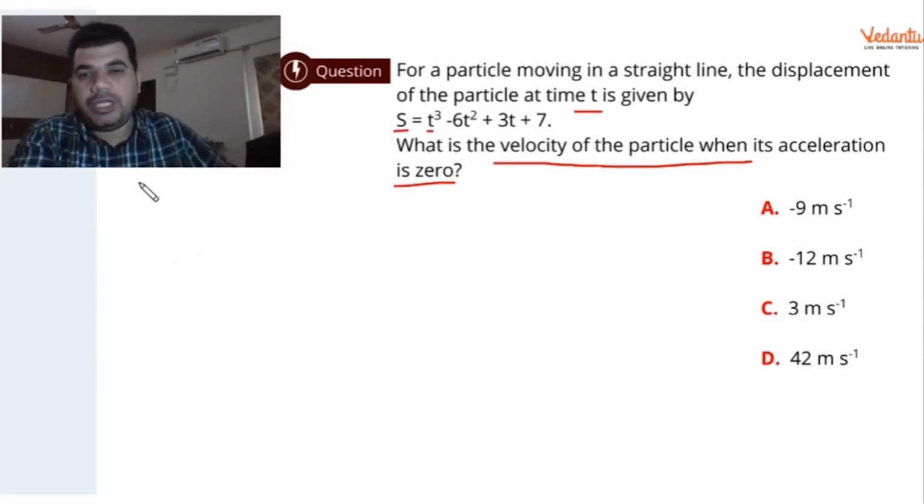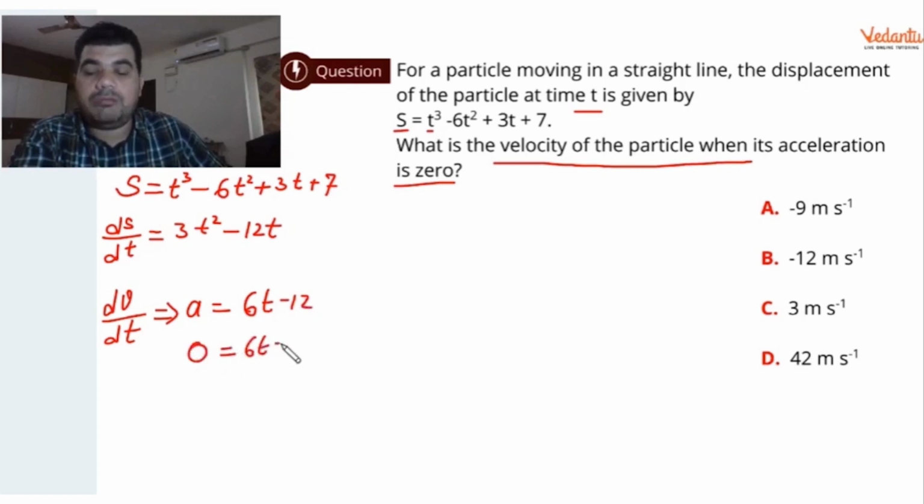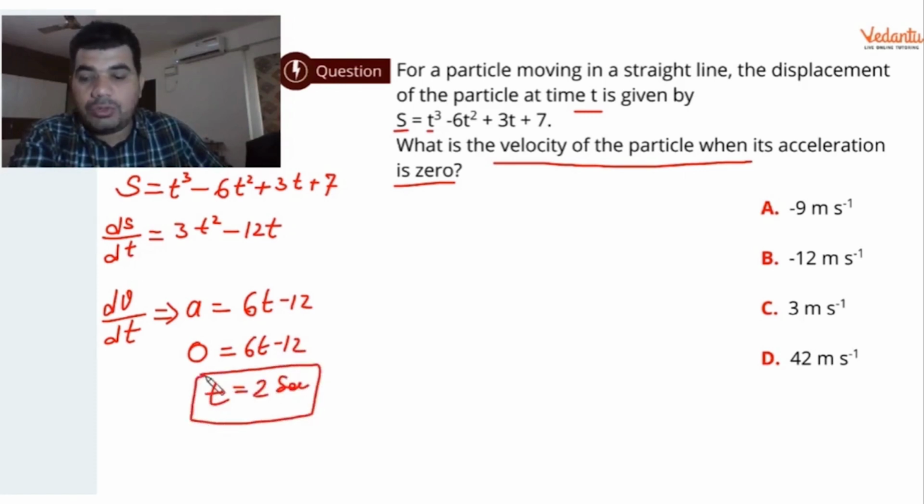For that you have to take the displacement S equal to t cube minus 6t square plus 3t plus 7. So ds by dt, which is obviously the velocity, is 3t square minus 12t plus 3. Then dv by dt, differentiating again, is the acceleration, which is 6t minus 12. It would be 0, so 6t minus 12 is equal to 0, so t is equal to 2 seconds. So actually at t equal to 2 seconds.